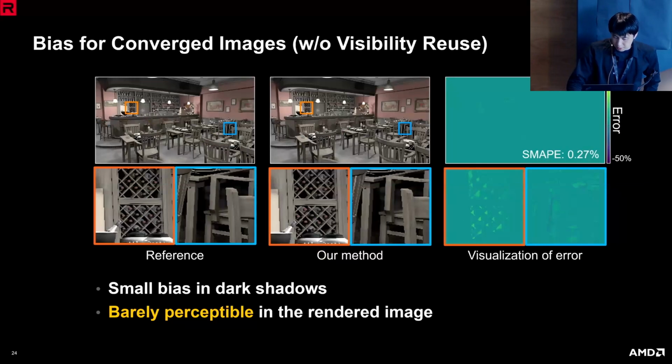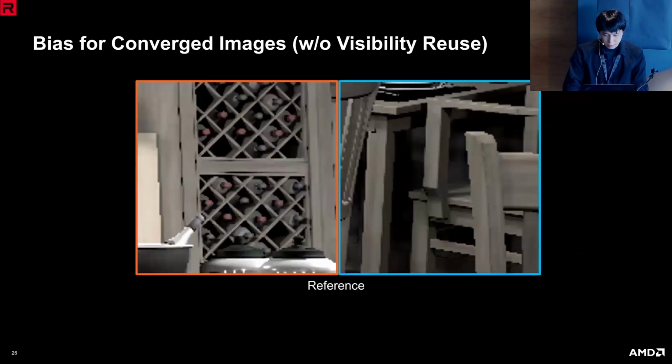Next, I'd like to show the bias for converged images. Our method introduces a small bias in dark shadows. We can see this bias in the visualization of error using the symmetric mean absolute percentage error metric. However, it is barely perceptible in the rendered image. As you can see, the bias is negligibly small.